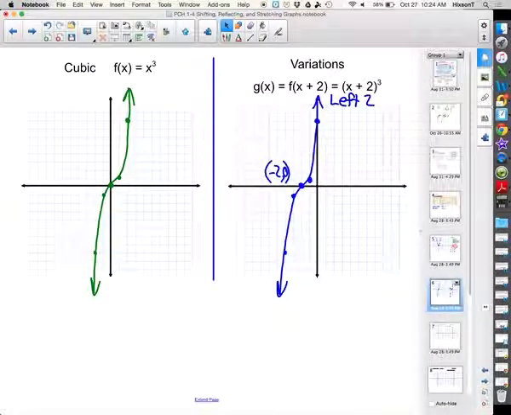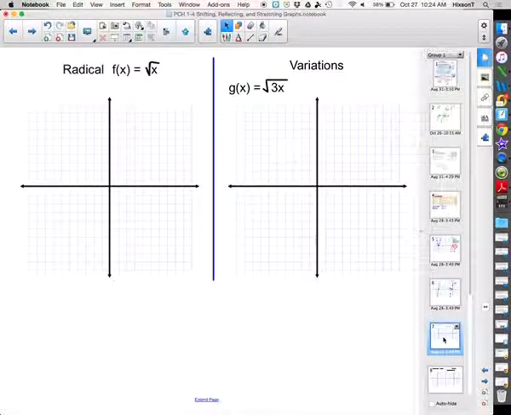Any questions about that one? Alright. Our radical function. Did you guys have this one sketched on your parent function handout? Okay. There's a 1 in here that we don't, so.